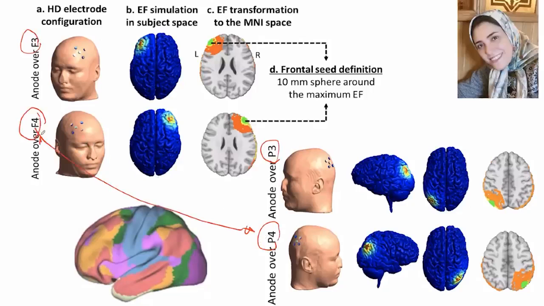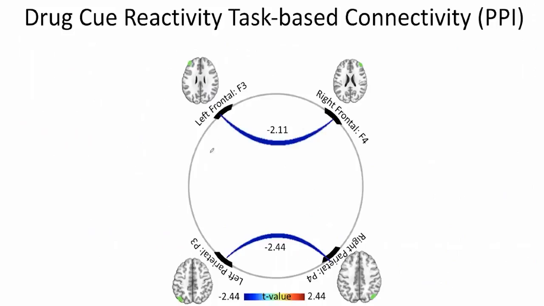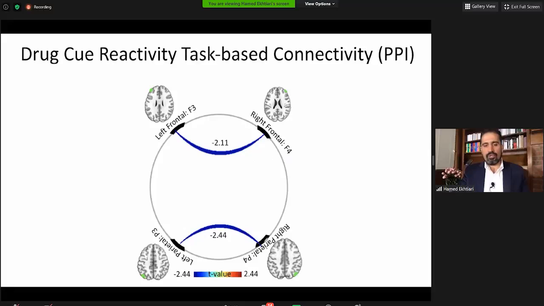So these are the sites that we are targeting right now, and how these areas are interacting with each other. We have done frontoparietal connectivity during drug cue reactivity, and we didn't find any connection between F4, P4, and F3, P3 during drug cue reactivity. That was pretty frustrating, because we have been targeting this network and we really wanted to see this network involved in drug cue reactivity, but it was not.